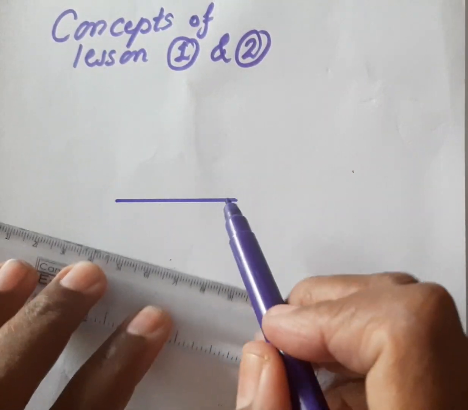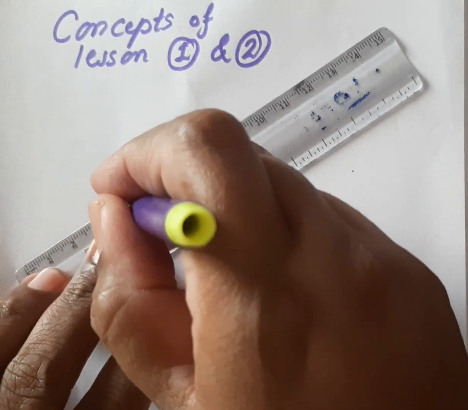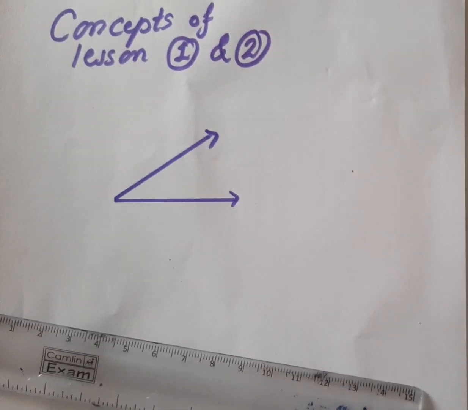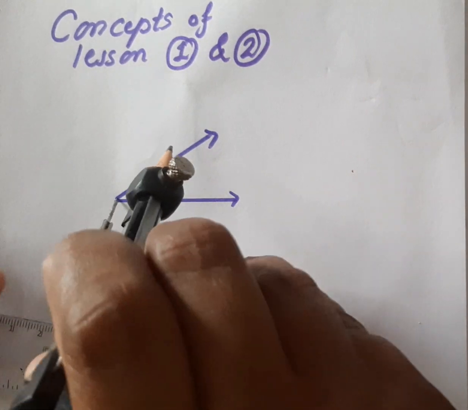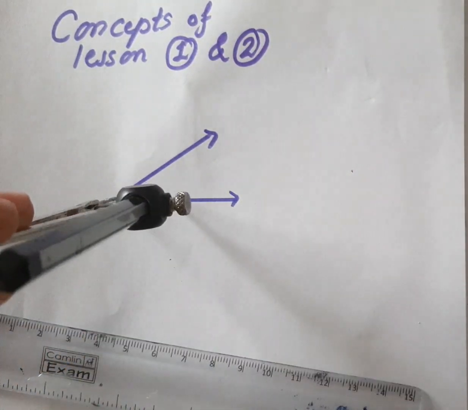I will draw a line here and any measure of the angle here. Now what do we have to do here? We have to bisect the angle. Bisect the angle means what? We have to make the angle half of the given measure. See what I am doing here.